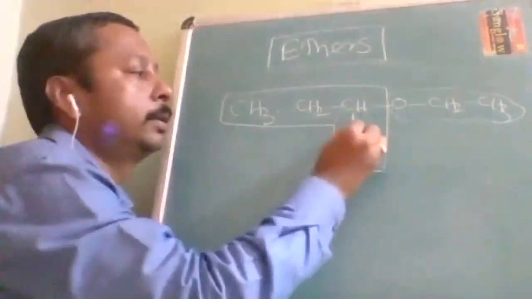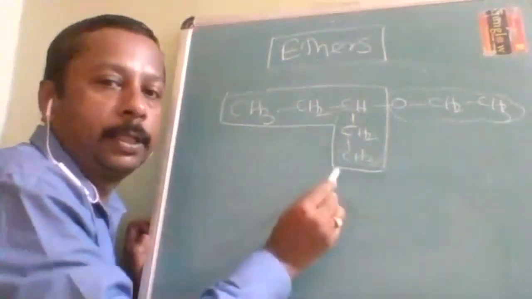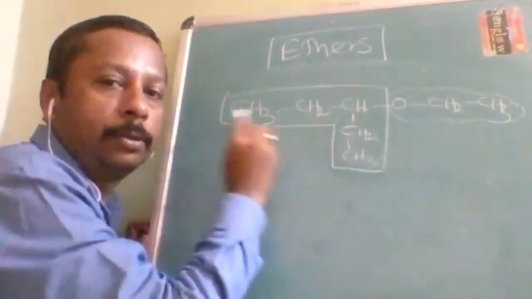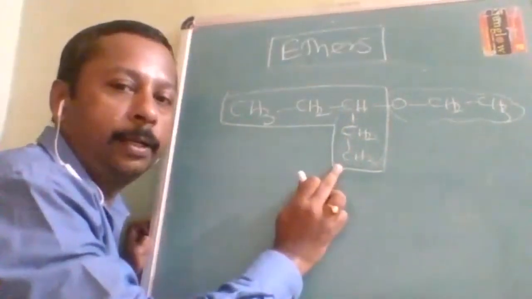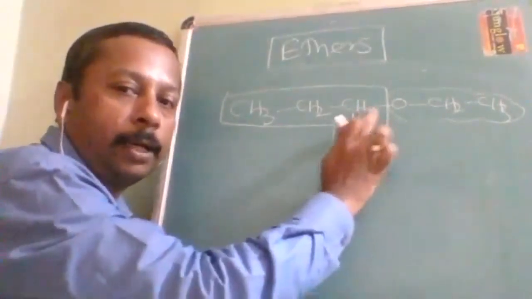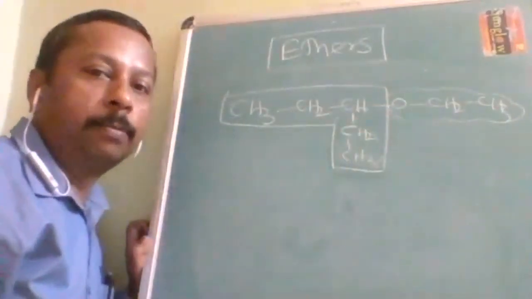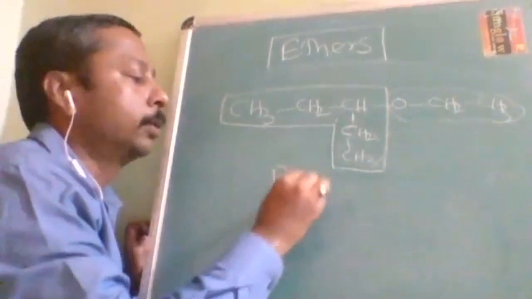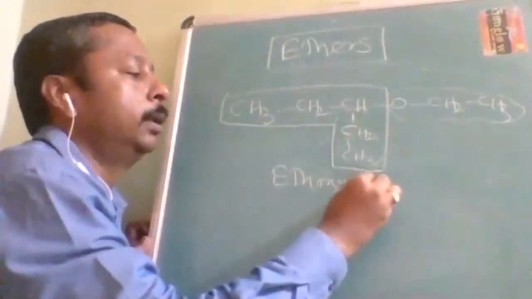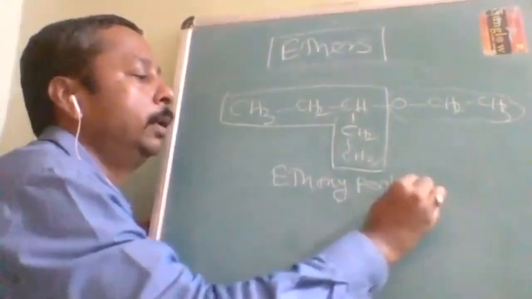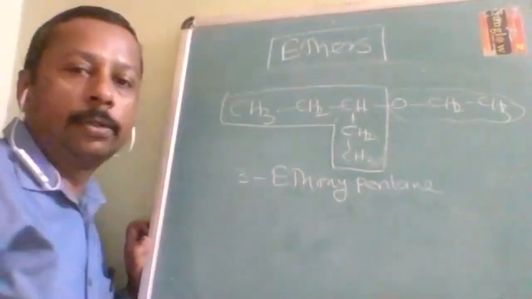Is it understood, students? Numbering can be done from either side, because it is the third carbon from here also, third carbon from here also. Understood? So basically it is a pentane. On the pentane, the second carbon atom contains ethyl and oxygen. So the name of this compound is going to be ethoxy and pentane. And where is the ethoxy available? 3. So it will be 3-ethoxypentane.